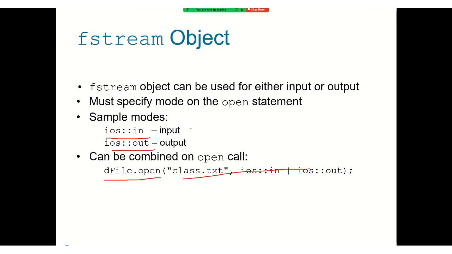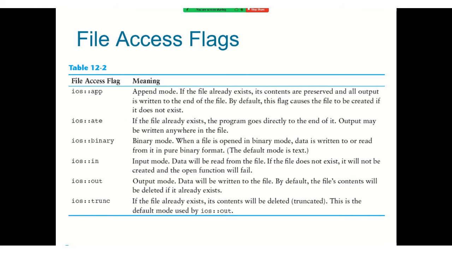So we have done this. So, you know, there are multiple file access flags like ios::app. So it is in the append mode. We have not done this, so we have to do it. Then ios::ate is, if the file already exists, the program goes directly to the end of it. Output may be written anywhere in the file.